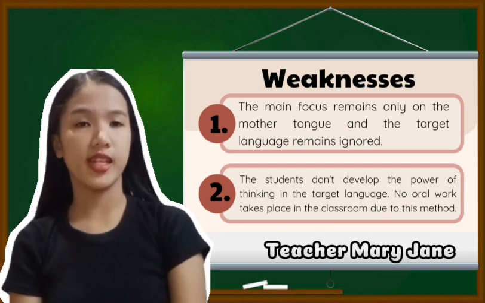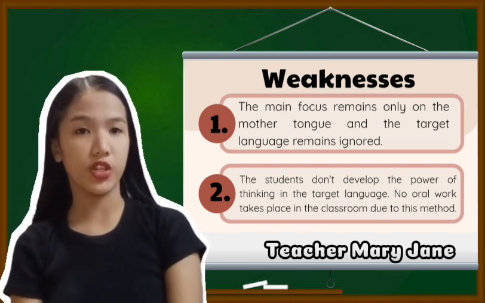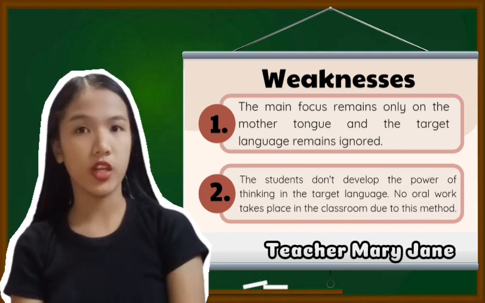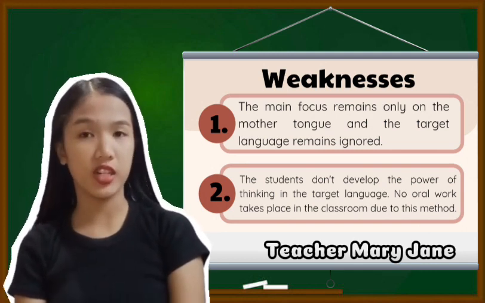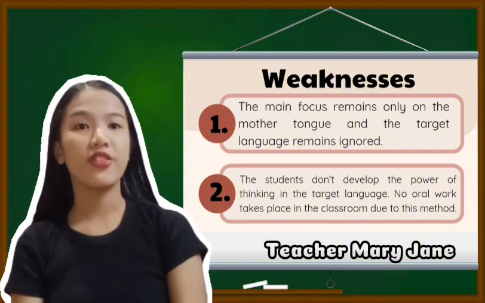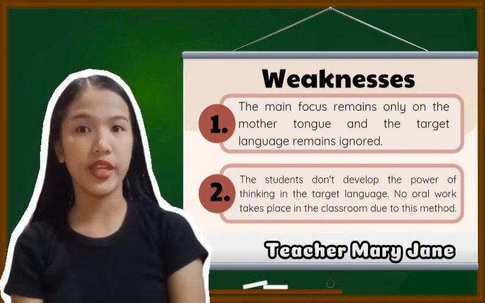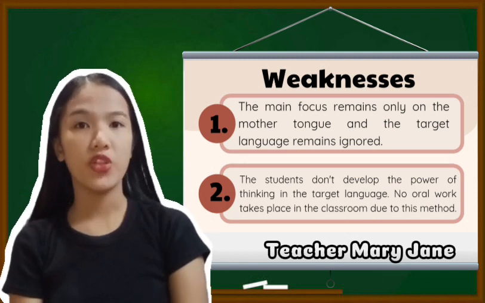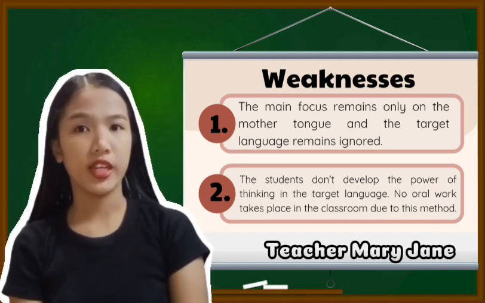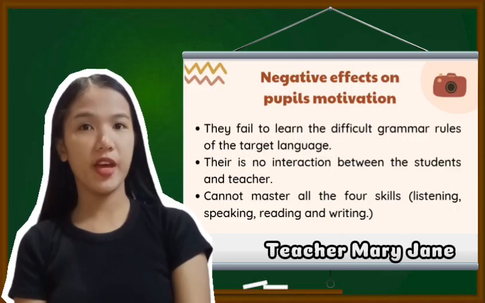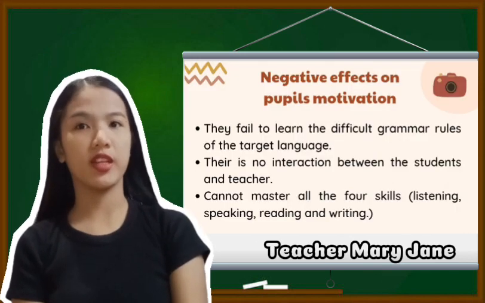And here are the weaknesses of grammar translation method. Number one, the main focus remains only on the mother tongue and the target language remains ignored. Number two, the students don't develop the power of thinking in the target language. Little oral work takes place in the classroom due to this method. Negative effects on pupils' motivation.